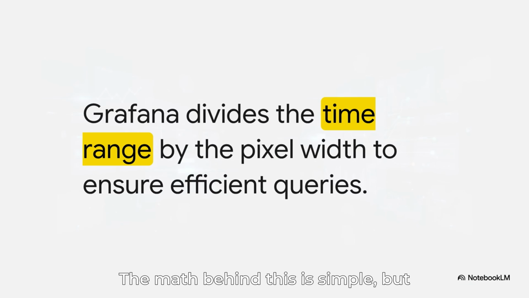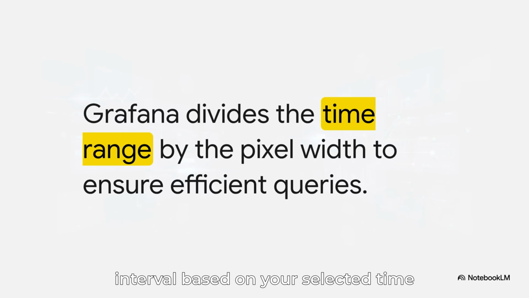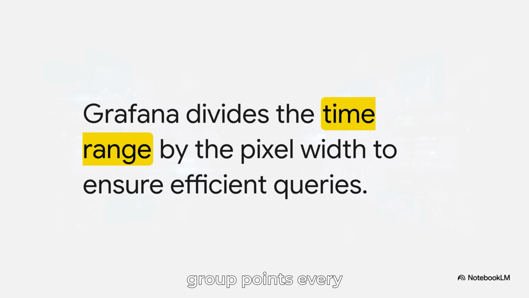The math behind this is simple, but wow, is it powerful. Grafana basically calculates the interval based on your selected time range and divides it by the pixel width of the graph on your screen. So if you're looking at 1 hour of data on a full screen, it might group points every 2 minutes. But if you zoom way out to 6 months, it automatically adjusts to group points by the day. It just guarantees your queries are always incredibly efficient.